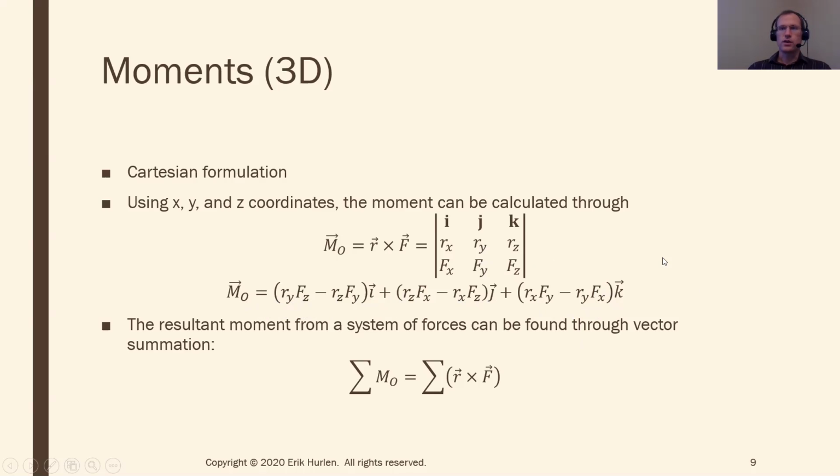And then, of course, if I want the total moment, so the sum of all the moments from all the forces acting on my object, I can just take all of them added together again as vectors. So r cross F for every single force from point O to that force. Add them all up, and that gives me the total moment around that point.